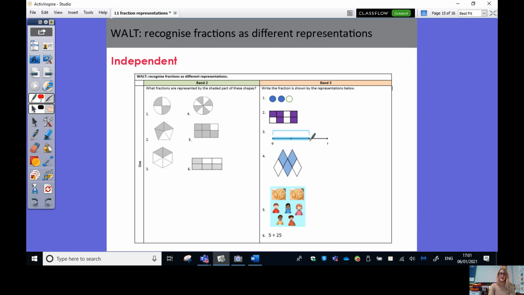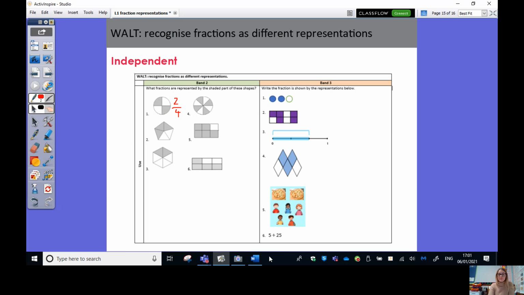Now, your independent task has 2 bands today. We're back to band 2 and 3. If you choose to do band 1, you can see you're just showing what is represented by each fraction. So for example, the first one, I have 1, 2, 3, 4 parts. That would be my denominator, and 2 are shaded. So that one is showing me 2 quarters.